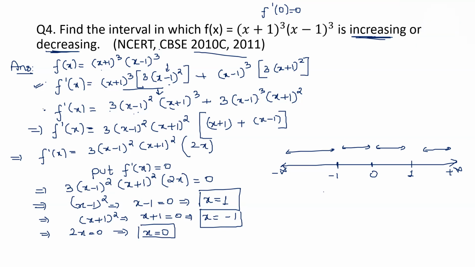So it must be 3x plus 1 whole square, right? Yes, it is 3x plus 1 whole square into x minus 1 whole cube.